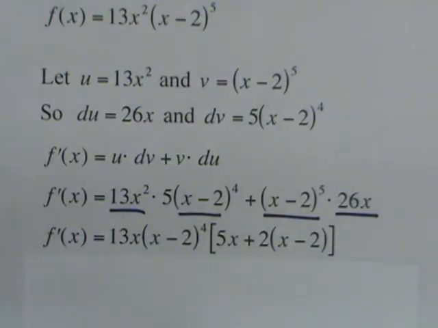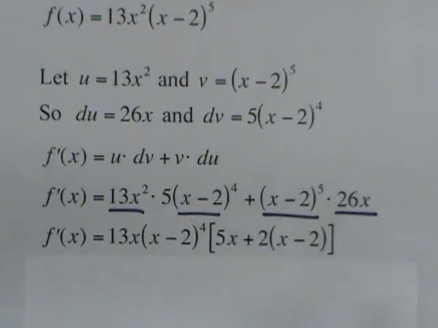Then I see what's left over. For this first one, I'm left with a 5 here and an x from the 13x squared. And so that's where this 5x comes from. From the second set of terms, I notice that I'd be left with a 2 from the 26x, and I would be left with an x minus 2 from the (x minus 2) raised to the fifth.